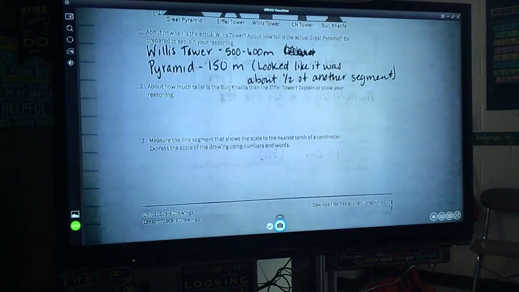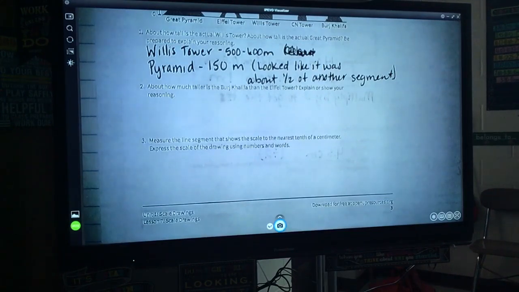We got that the Burj Khalifa was like twice the size of the Eiffel Tower. So the Eiffel Tower was 400 meters and the Burj Khalifa was 800. So it's 400 meters taller. Okay. Anybody else come up with something different?